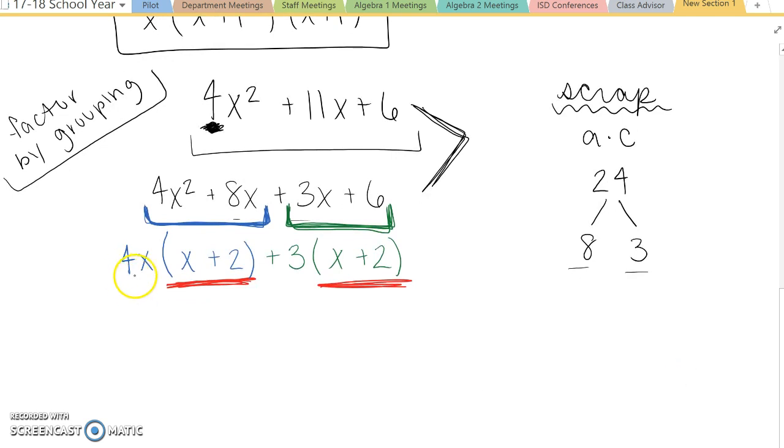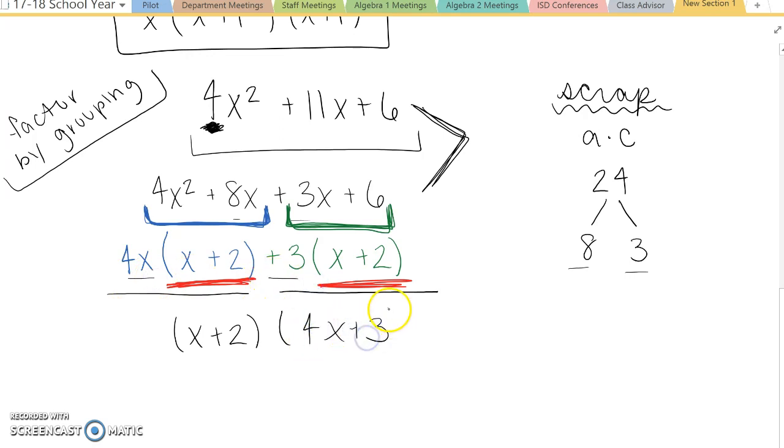So, looking at the 4x times x plus 2 plus 3 times x plus 2, what do these whole things have in common? So this term and this term both have an x plus 2 in common. So what we're going to do is factor that out. So we have x plus 2, and what are we left with? 4x plus 3. And this is our final answer.